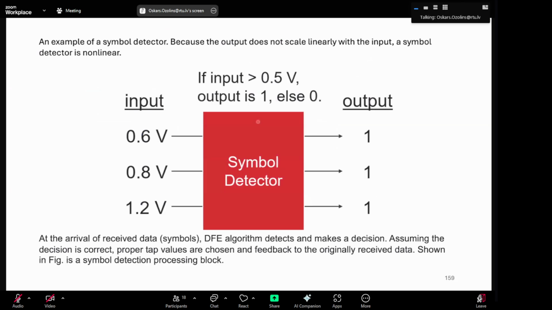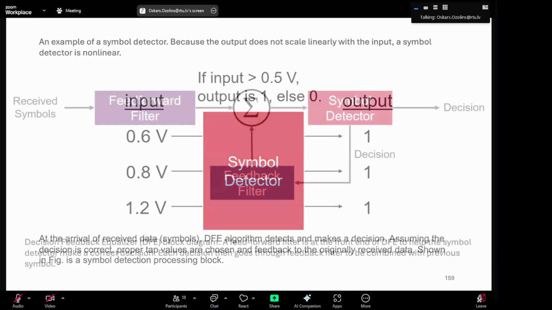Right. So the thing is that the DFE needs to detect what type of symbol was there if we talk about different levels. The problem here is that the scale is not linear. So the decision feedback equalizer is a nonlinear equalizer.